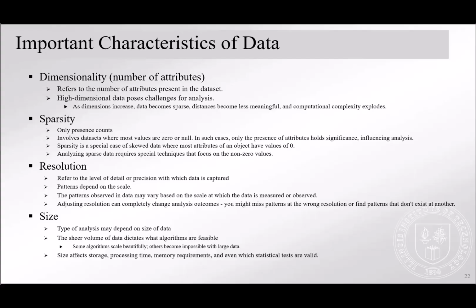Sparsity, this is when most of your values are zero. Think market basket data: thousands of products in the store, but the customer only buys 5 or 6 items. Over 95 or 99% zeros. So in cases like this, we only care about the non-zero values. Sound familiar? Yes, it's the same idea as asymmetric attributes, just at the dataset level. The next one is resolution, which is about the level of detail.